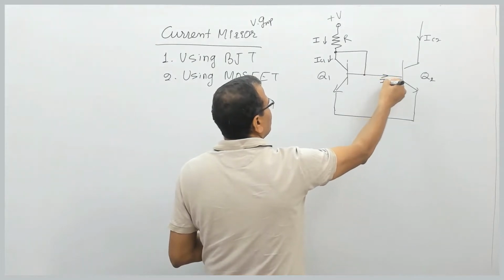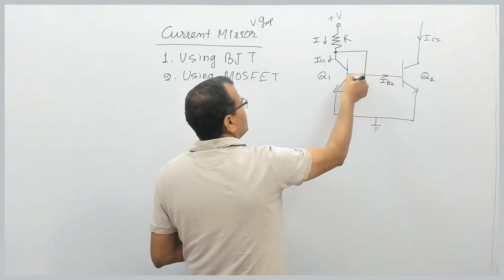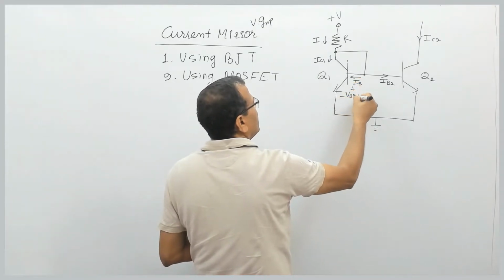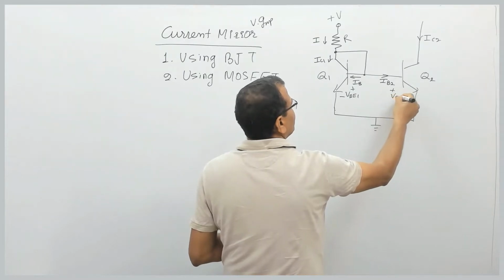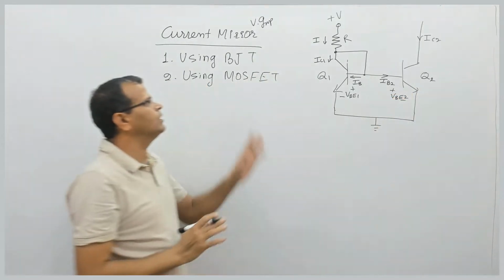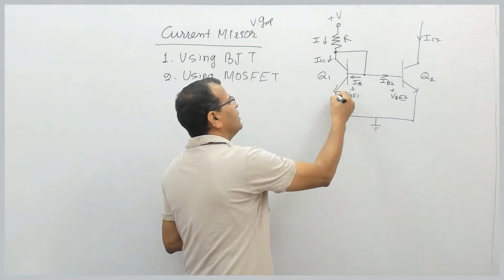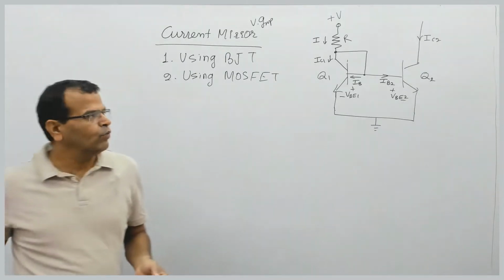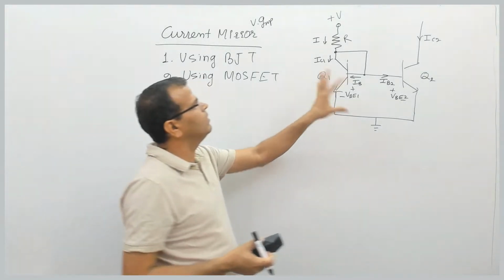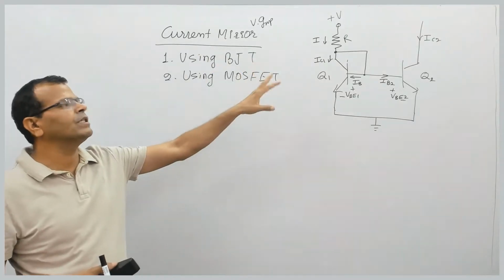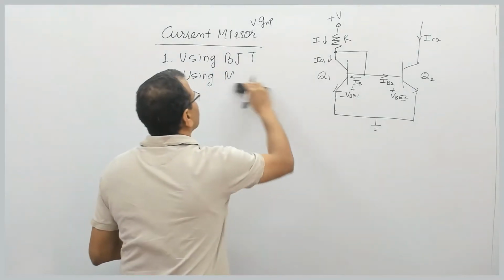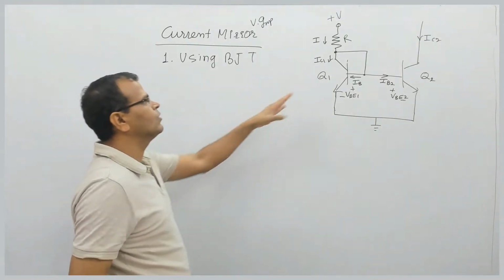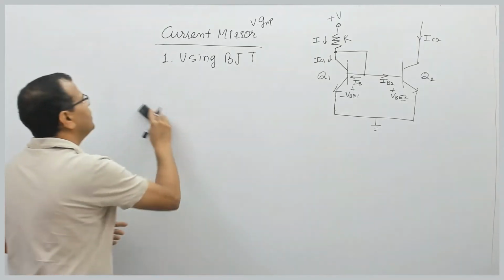Now this is the base current of Q2. This is the base current of Q1. Voltage here is VBE1. Voltage here is VBE2. Right? So this is what you have. This circuit is known as current mirror circuit. So let us see what could be the possible expressions, possible derivations, and then numericals based on this circuit. So first I am talking about the current mirror using BJT.